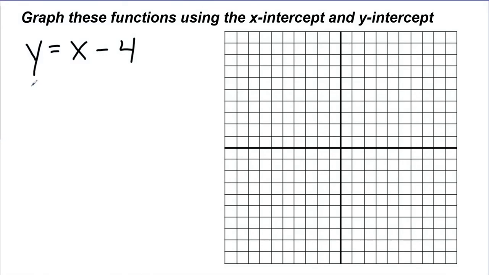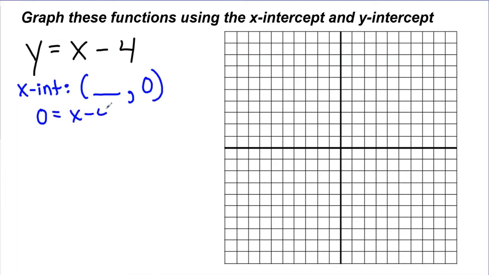So the first one I'm going to find is my x-intercept. And sometimes it's nice to remind yourself what that ordered pair is going to look like. Well, the x-intercept will have a y value that is 0. So it's going to be something, 0. So I know that my y value is 0. So I put 0 into my function for y. 0 equals x minus 4. Well, that means x is 4. There's my x-intercept at 4, 0. So I plot that, 1, 2, 3, 4. Here is my x-intercept.